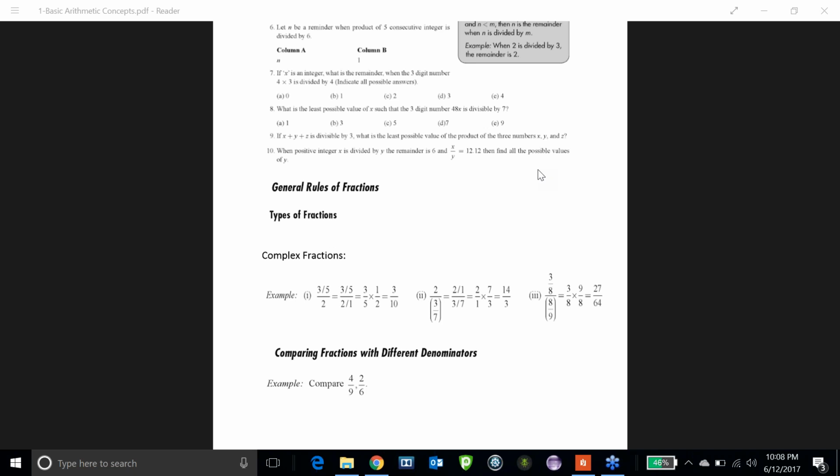Among these two, which is bigger? Which is greater? 6 by 10 is greater. So 6 by 10 is the first term. So 3 by 5 is greater than 4 by 10. Right? And if you want to add these two, it becomes 6 by 10 plus 4 by 10, which is nothing but 10 by 10, which is equal to, again, if you cancel it, 1.